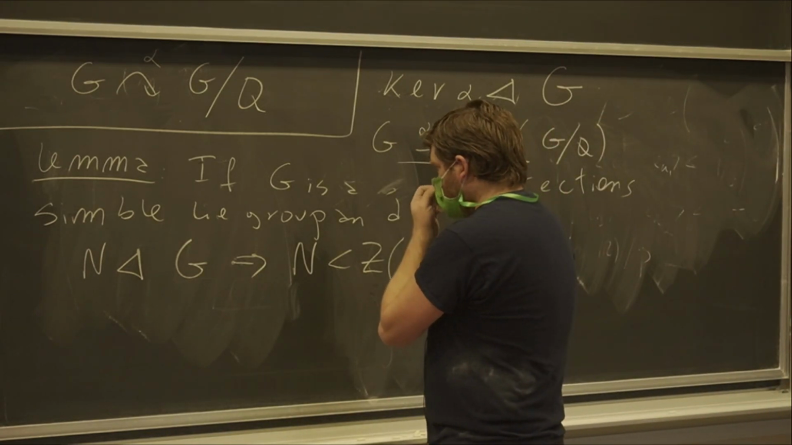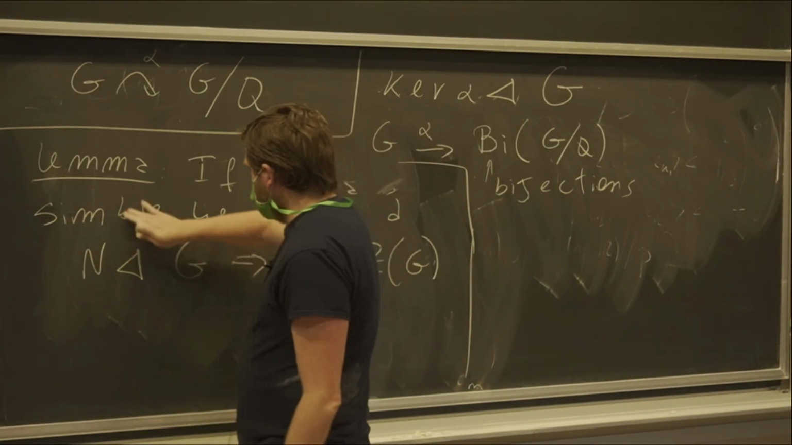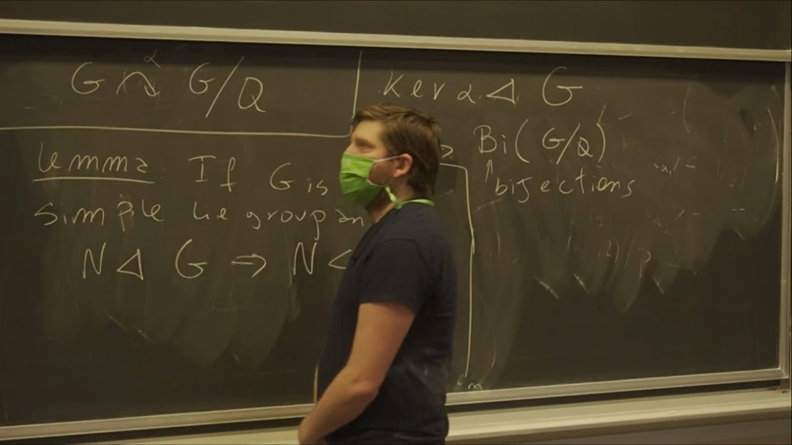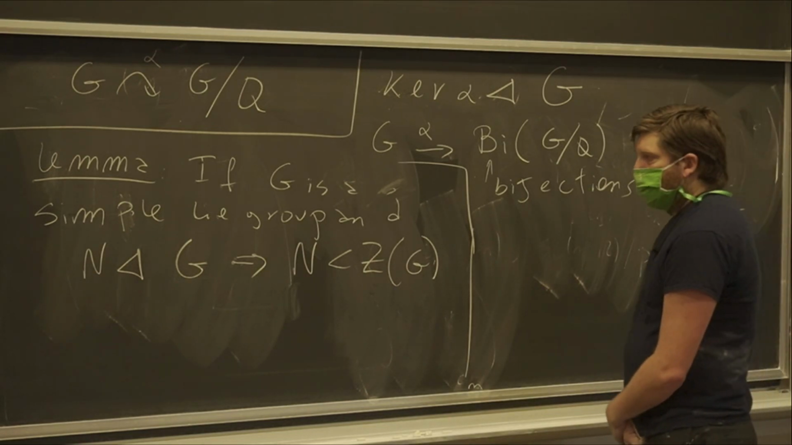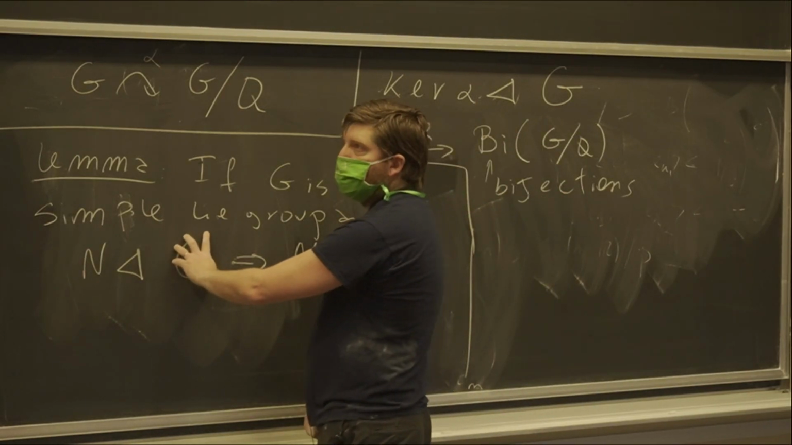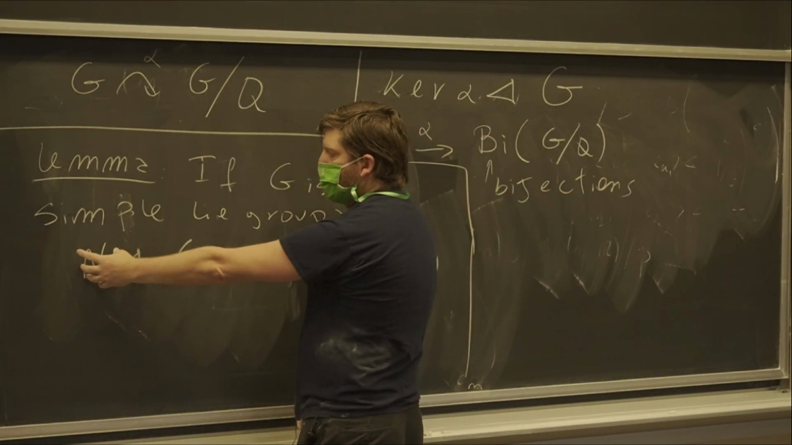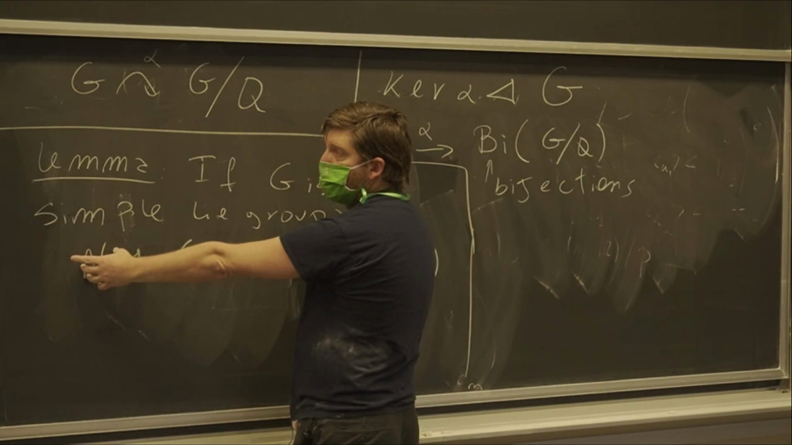And the reason for that is, as we say, simple group automatically says that there are no connected normal subgroups. Okay, so the connected component of the identity of N will have to be trivial.